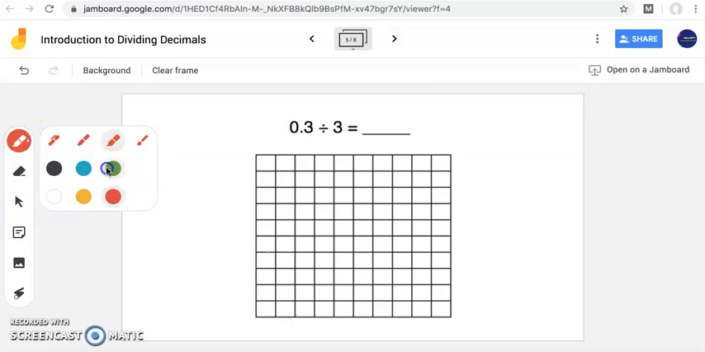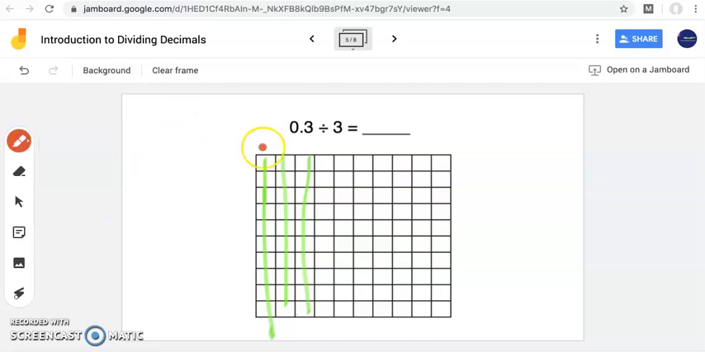For this problem here, we have 3/10 divided by 3. So I'm first going to shade in 1/10, 2/10, and 3/10. Now I'm going to divide this by 3. That means I'm going to take my 3/10 and determine how I can make 3 equal groups. So I'm going to divide that into 3. I'm seeing what's shaded in and I'm like, wow, this is how I can make 3 equal pieces. I have 1/10, 1/10, and another 1/10.